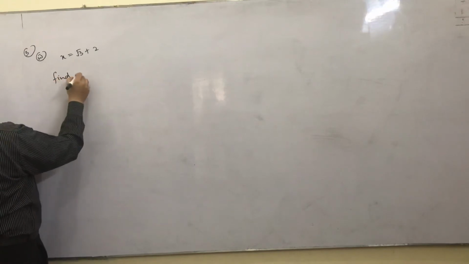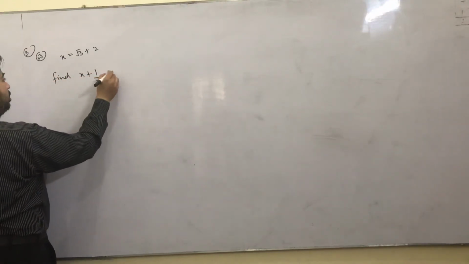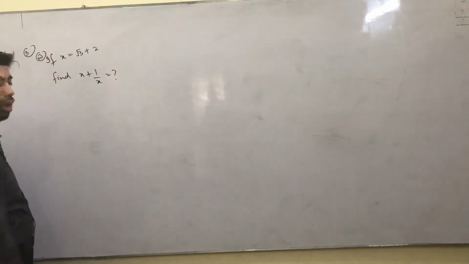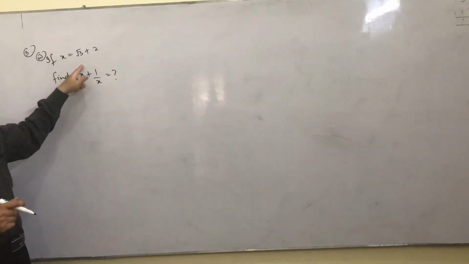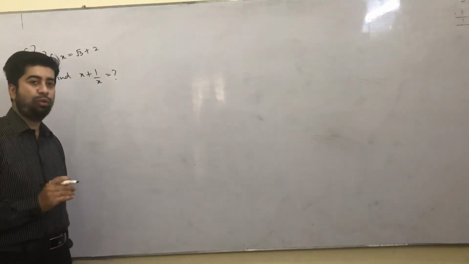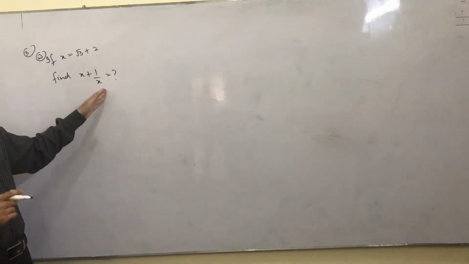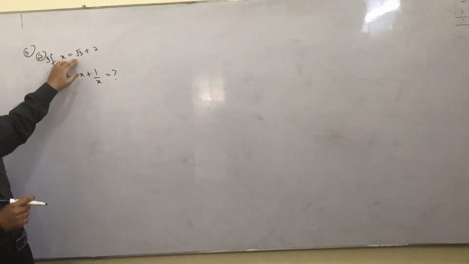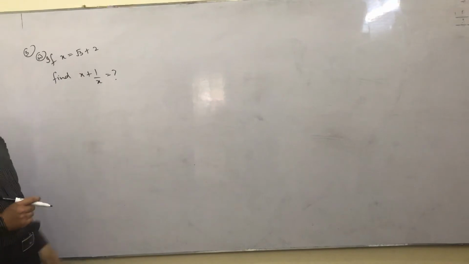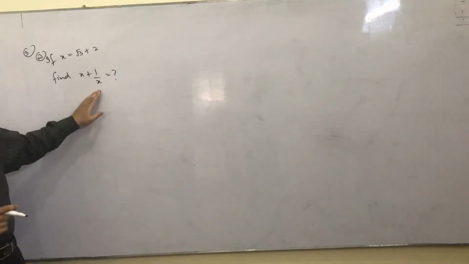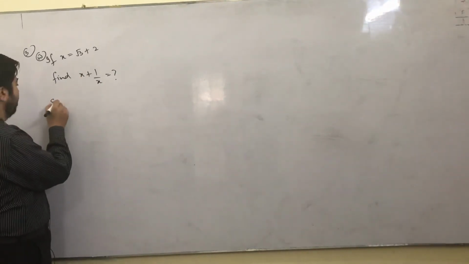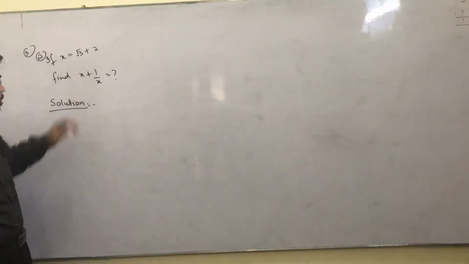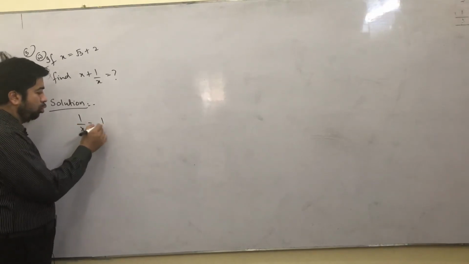Now in this situation you have to find x plus 1 over x. You have given only the value of x, that is square root 3 plus 2. You just have to find x plus 1 over x. So we have the value of x, x is equal to square root 3 plus 2. But we don't have the value of 1 over x. So first we have to find the value of 1 over x. 1 over x is equal to 1.